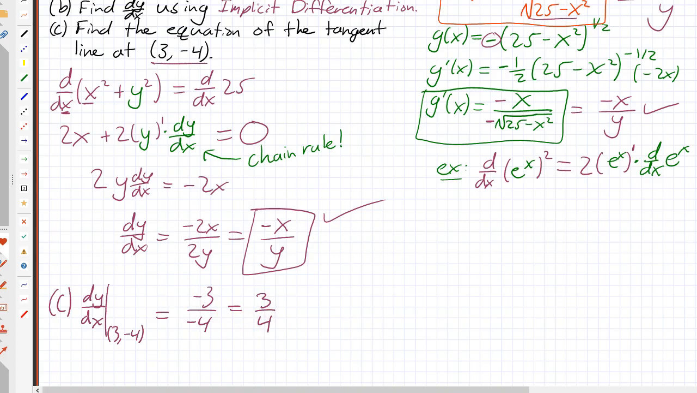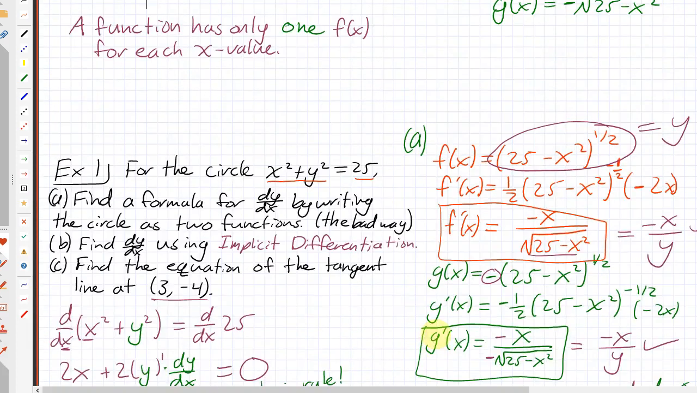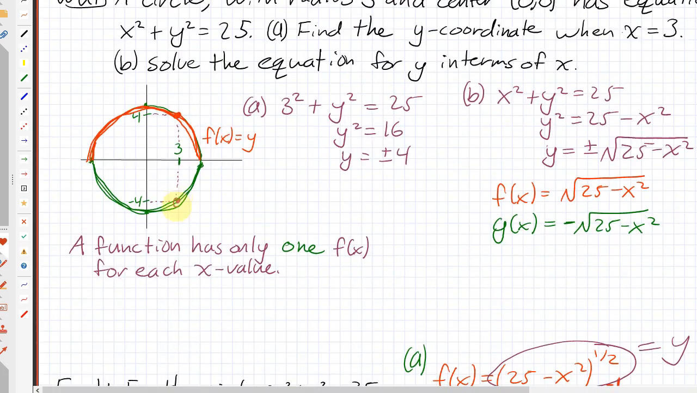And let's just look at the graph to see that makes sense. So 3, -4, this is the point that we're talking about here, and the tangent line there looks like it should have positive slope, and we got a positive 3/4. If we plugged in 3, positive 4 into it, this tangent line over here would have had slope -3 over 4. So yeah, you get a different version of the slope depending on which point you're talking about.